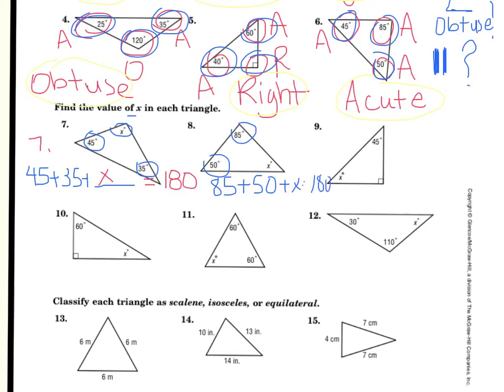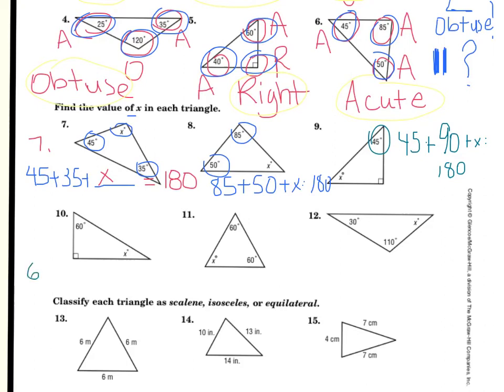Okay, and now let's look at number 9. For number 9, you'll write 45 plus, okay, now here you have the little square and here you have X. We know that the little square means what? 90 plus X. What do they all equal? 180. Okay, that's how you're going to set all of these up.